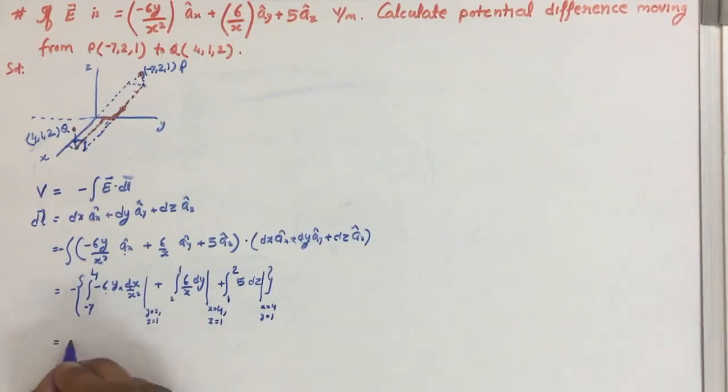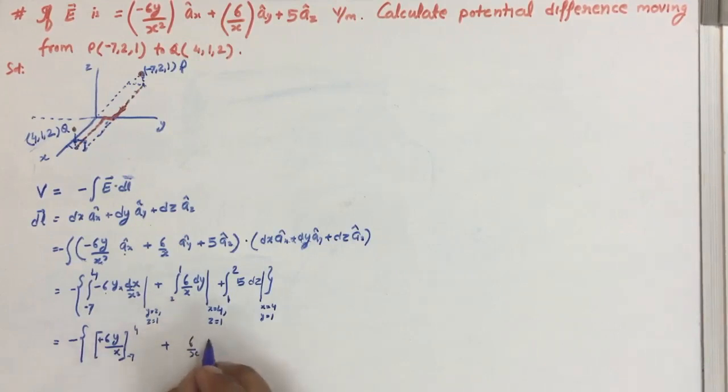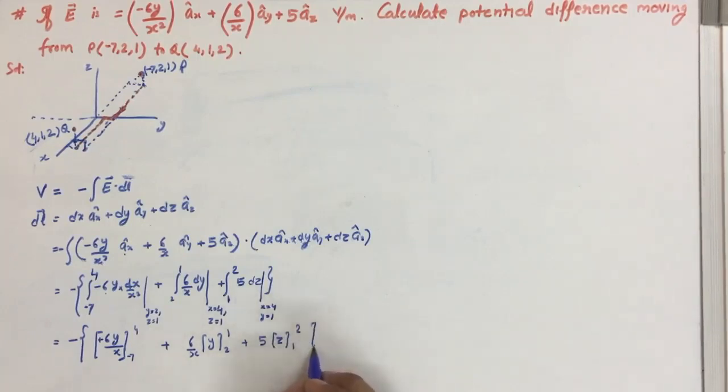Now simplify this. It will give you minus 6y by minus x, because dx by x square will give you minus 1 by x, and x is varying from minus 7 to 4, keeping y constant, plus 6 by x, where y is varying from 2 to 1, keeping x constant, and here 5z, where z is varying from 1 to 2, keeping the others constant.